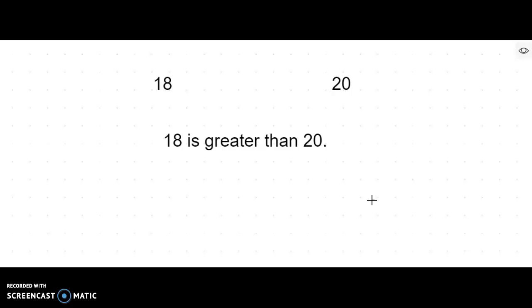What? Oh, I think I can hear some of you saying I did this wrong. Can you tell me what you're talking about? What did I do wrong? 8 ones is more than 0 ones. 18 is greater than 20. Oh, I need to look at both my tens and my ones.